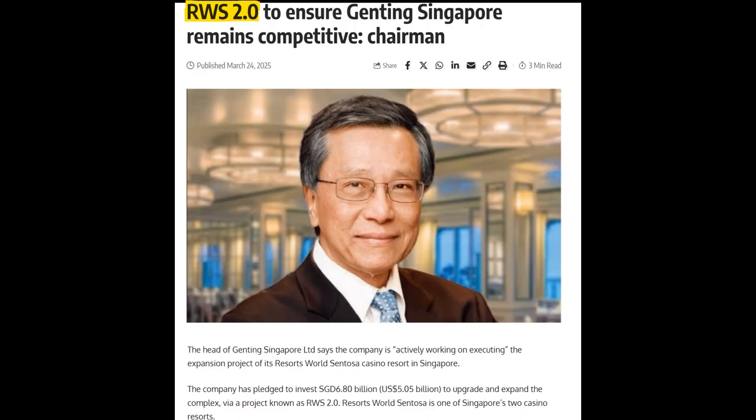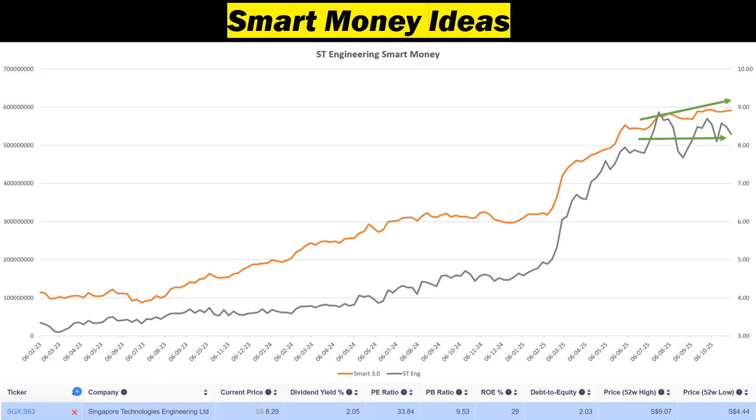Many a time it's good to know what the catalysts are that may potentially drive the business and also the share price of the company higher. For Genting Singapore, we have recent news that the company is engaging in RWS 2.0, whereby they are actively working on expanding the offerings of entertainment, the casinos and also the retail business in the RWS. Next, we take a look at the ST Engineering Smart Money chart.